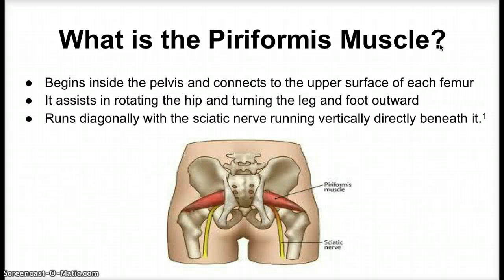What is the piriformis muscle? This muscle begins inside the pelvis and connects to the upper surface of each femur. It assists in rotating the hip and turning the leg and foot outward. This muscle runs diagonally with the sciatic nerve running vertically directly beneath it.